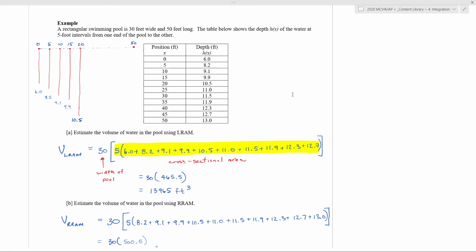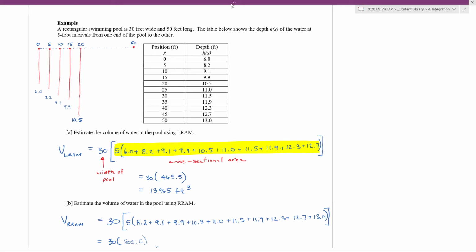So we're being asked to estimate the volume of water in the pool given those dimensions. For part A, we're asked to use LRAM. So basically what I'm doing here is taking that cross-sectional profile and approximating it with rectangles. The width of each rectangle obviously is 5.